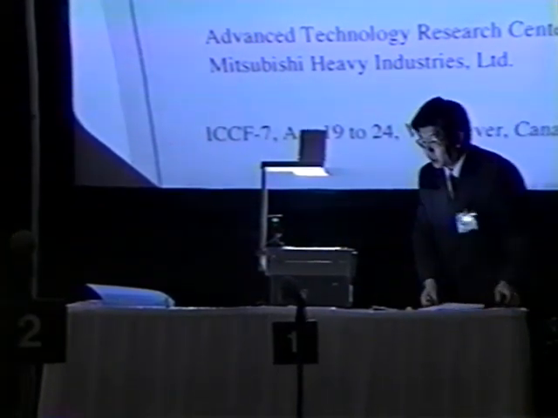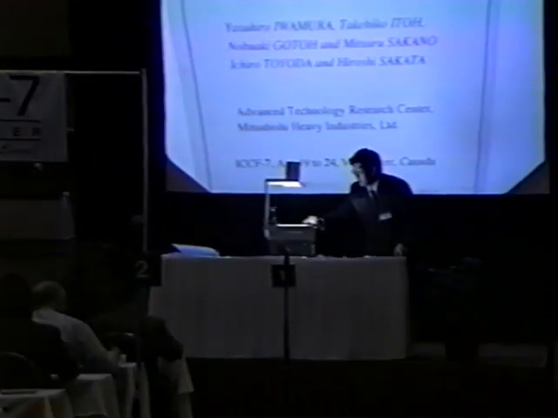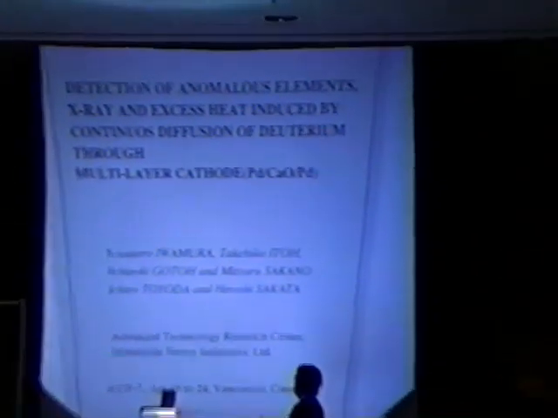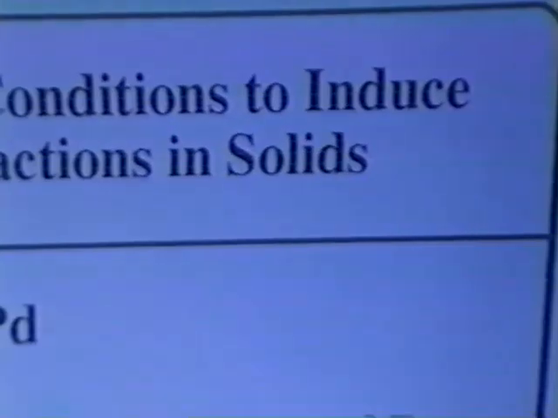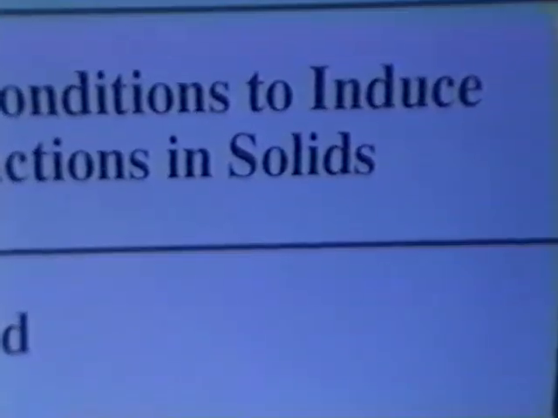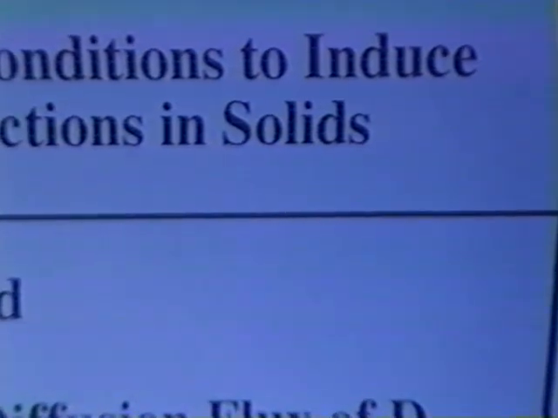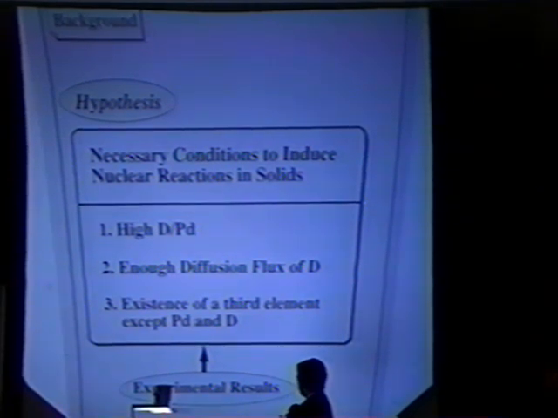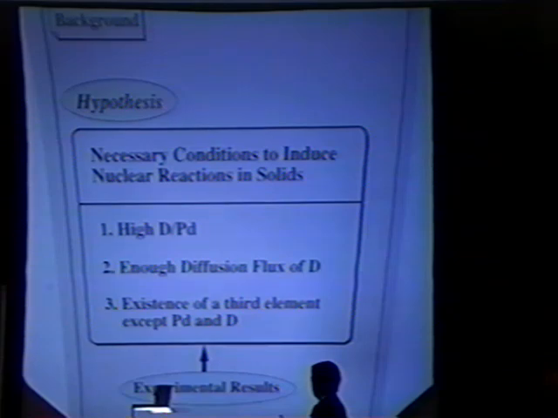I'd like to talk about the detection of anomalous elements, X-rays and excess heat induced by continuous diffusion of deuterium through a multi-layer cathode. We have been studying cold fusion to investigate its potential as a new energy source. At first, we performed gas loading type experiments, and we considered enough diffusion flux of D an important factor in addition to a high D/Pd ratio.